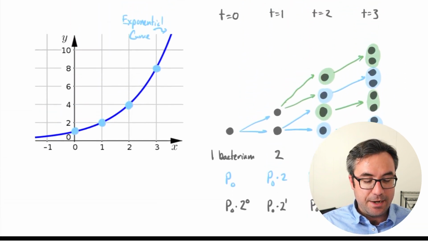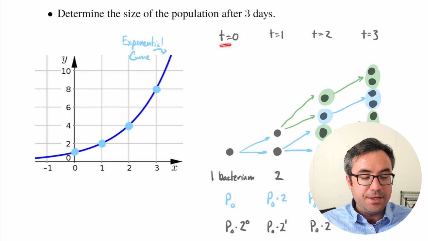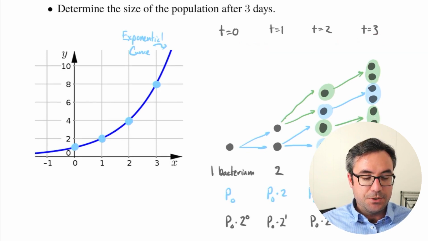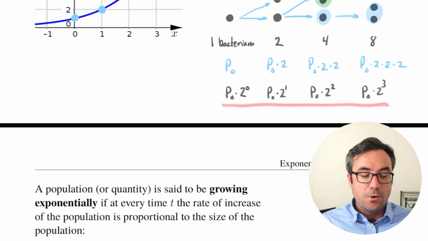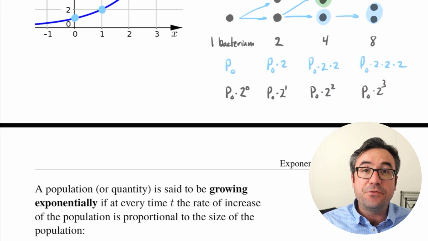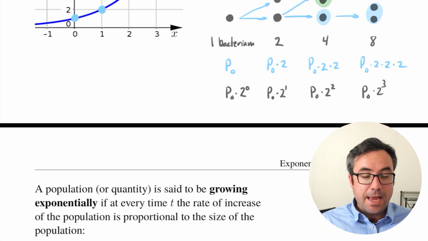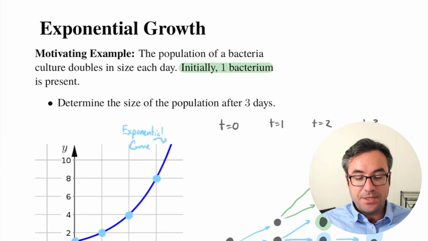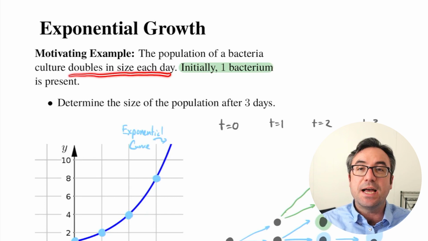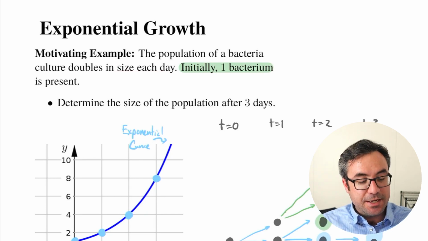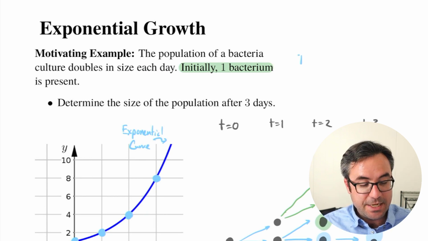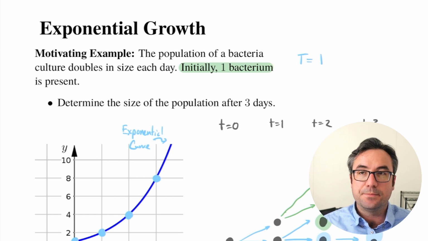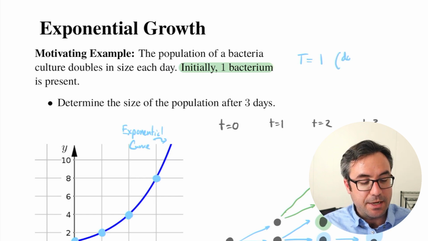And so what we had, if we relate these time values to our data points here, what we see is that it fits this alternate form. The only thing to note is that our population was doubling in size each day. So in this case, the time it took to double, T, was equal to 1. This was the doubling time, the time it takes for the population to double.